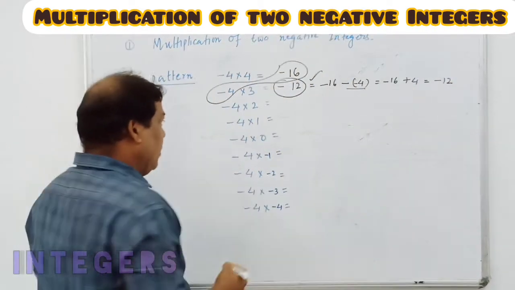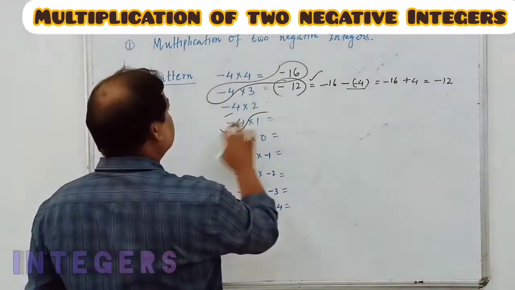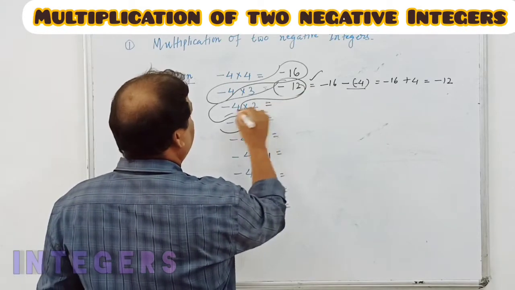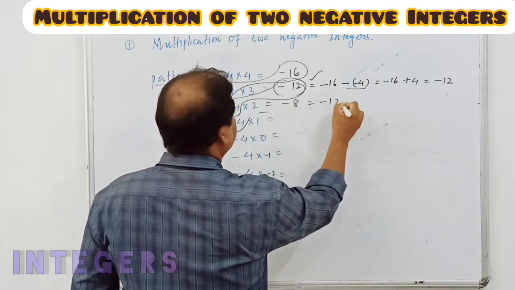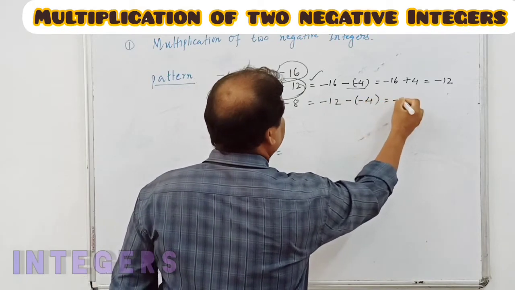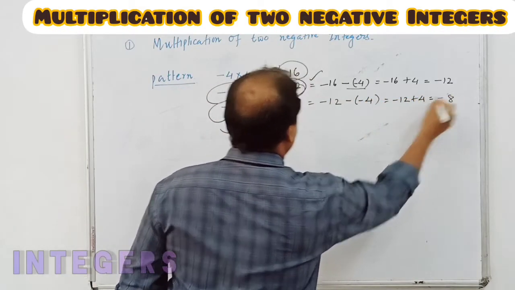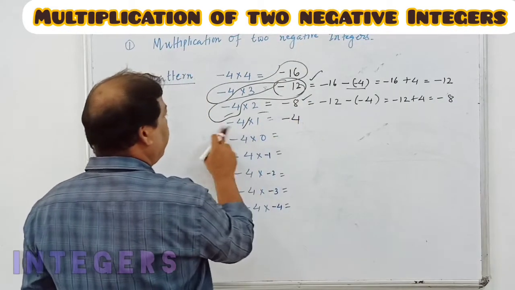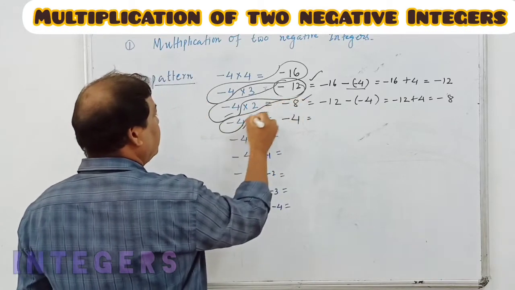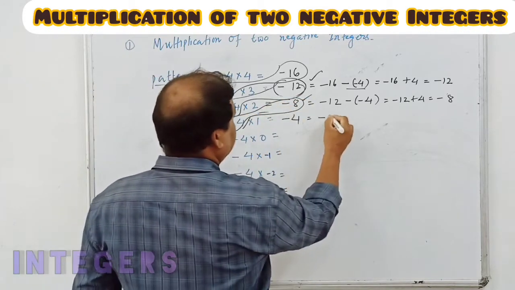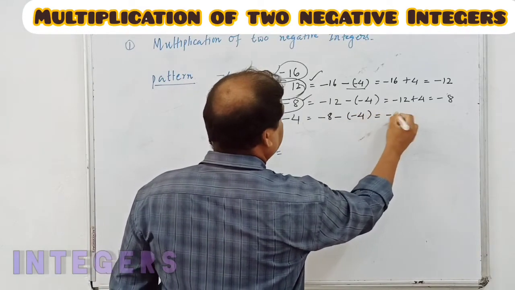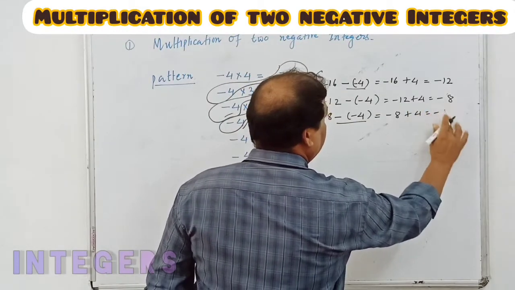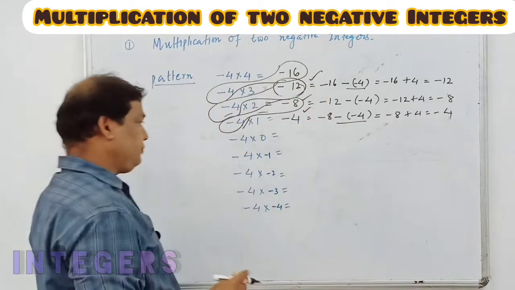In the same pattern, we subtract minus 4 from minus 12. Minus 12 plus 4 is minus 8. Here is minus 8. Then minus 4 times 1 is minus 4. Subtracting minus 4 from minus 8, the additive inverse of minus 4 is plus 4, so minus 8 plus 4 comes minus 4. So here is minus 4.